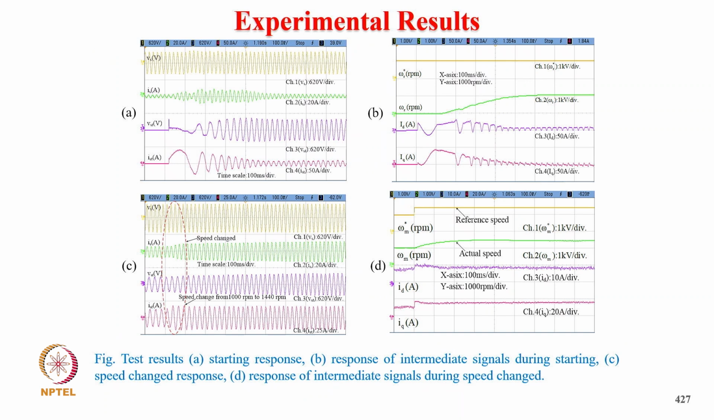And this is the case of dynamics when starting: the response of the intermediate signals during starting and speed change. With the speed, ID and IQ are shown here, and then ID and IQ when the speed changes. Then you can see clearly the supply current, supply voltage, and the motor voltage and motor current. All are sinusoidal here, even during starting.